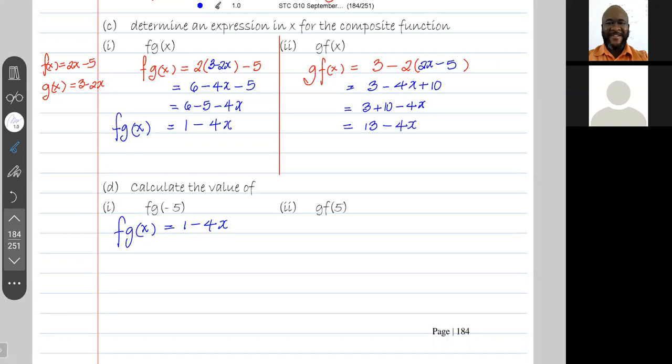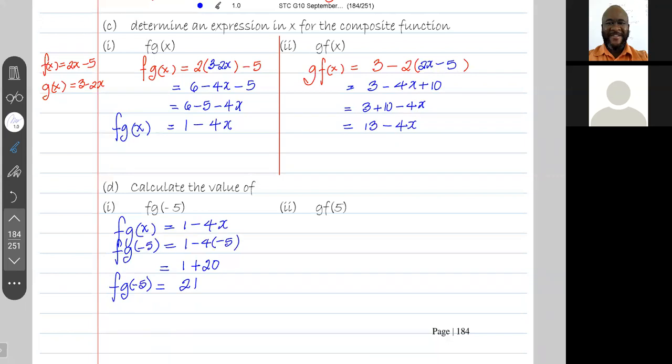So if I have f of g of x and I want to find f of g of minus 5, all I'm going to do is wherever I see x, replace x with minus 5. So this is 1 minus 4 times minus 5. That's 1 plus 20, because minus 4 times minus 5 is 20, and 1 plus 20 is 21. So f of g of minus 5 is equal to 21.